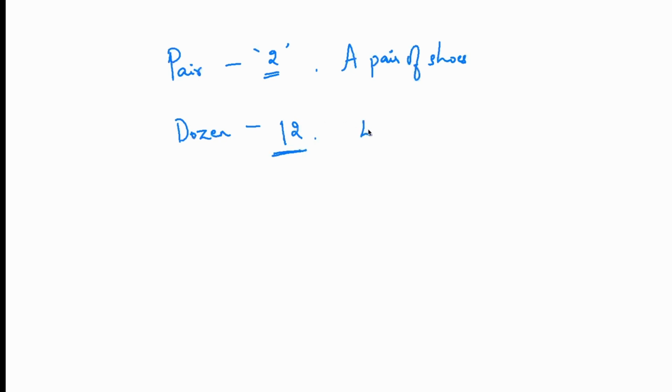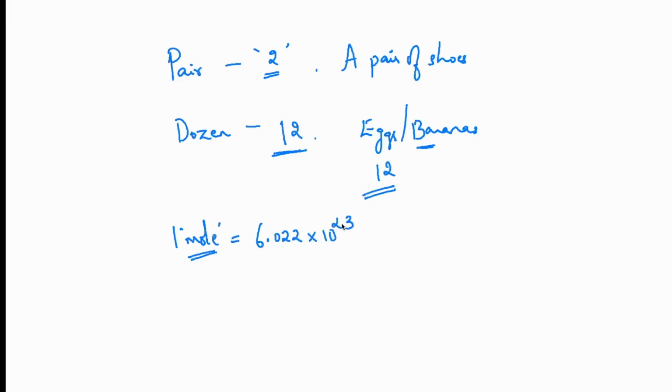Similarly, the term dozen refers to the number 12. We can say a dozen eggs or a dozen bananas, which in either case are telling us that we have 12 eggs or 12 bananas. Similarly, we also have another term which is called a mole, M-O-L-E, in chemistry. This is also referring to a particular number which is extremely huge.